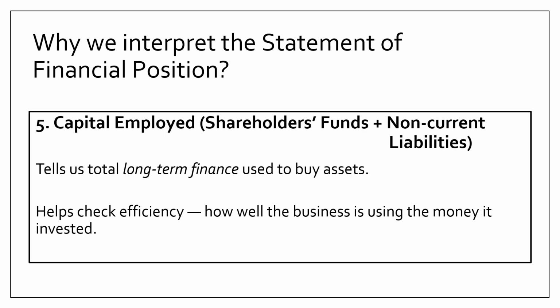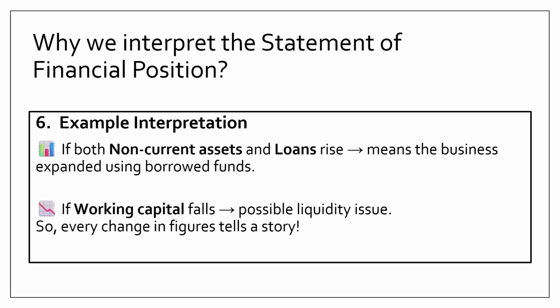Number five, capital employed, which is shareholders' funds plus non-current liabilities. It tells us the total long-term finance used to buy assets. It helps to check the efficiency, how well the business is using the money invested.